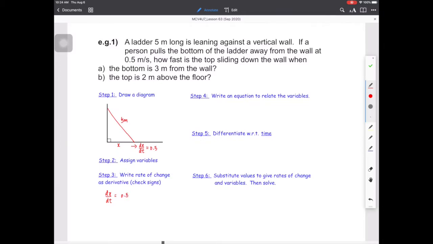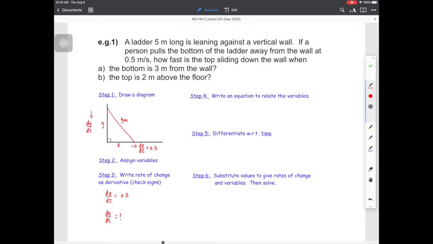We are interested in something related to the height. How high above the ground is the ladder? So let's call the vertical distance y. And the rate of change, dy by dt, is unknown, so let's put a question mark here.